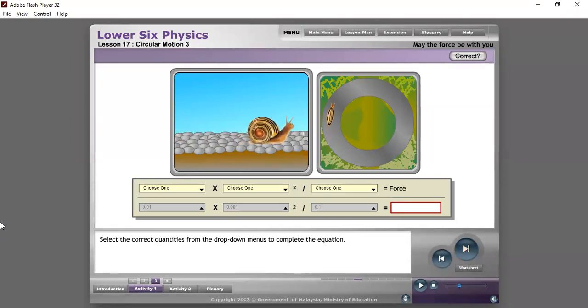Select the correct quantities from the drop-down menu to complete the equation. So it should be m v squared over the radius. Let's say m v squared over the radius, with 0.03 times 0.001 squared over the radius, is equal to 0.1.